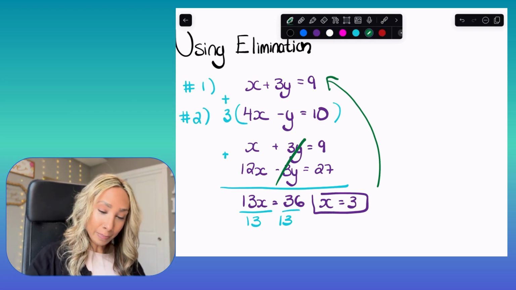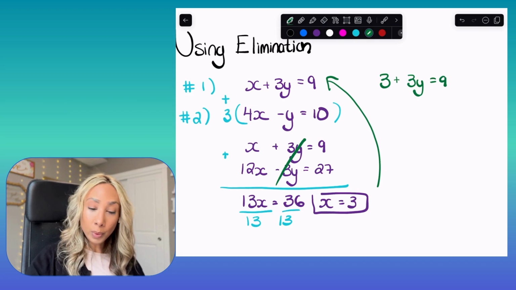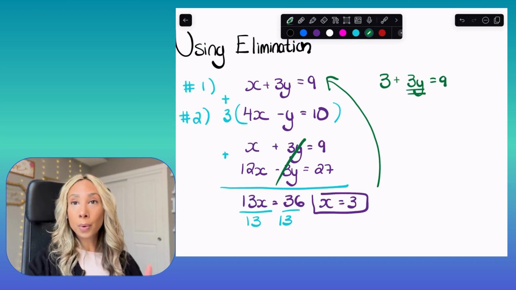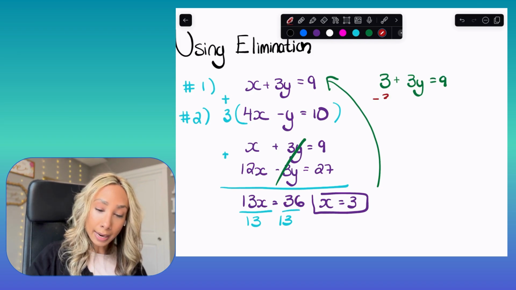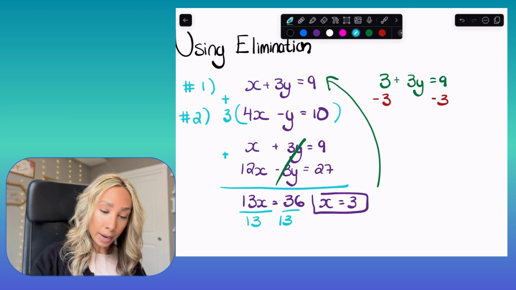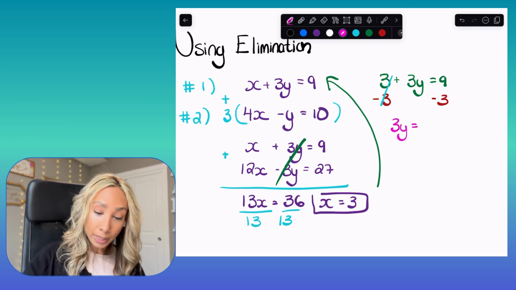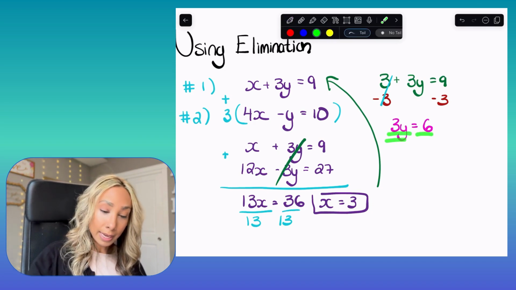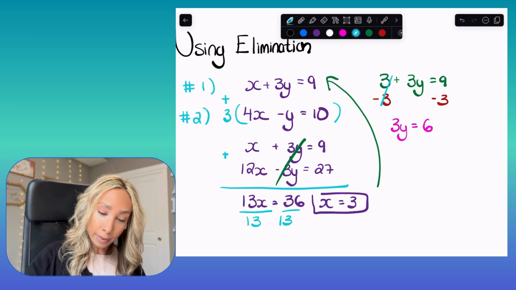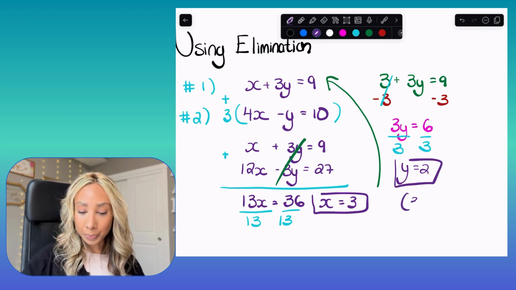So we know x is 3. So 3 plus 3y equals 9. Well, we want to solve for y. We want to get y alone. So in order to do that, right now we have a 3 being added to that part of the equation. So I'm going to add a negative 3 to help isolate that y alone. And we've seen this before, but we'll do it with our numbers this time. So 9 minus 3 is going to be 6. So we're saying 3 times y equals 6. Let's divide both sides by 3. That means y is equal to 2. And so once again, we've got the same answer, 3, 2.